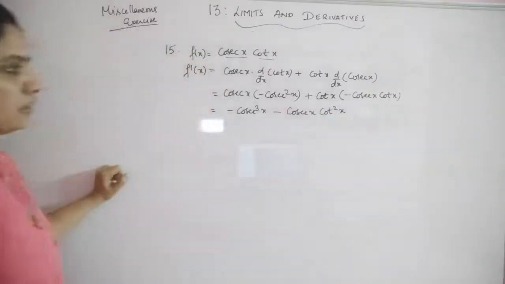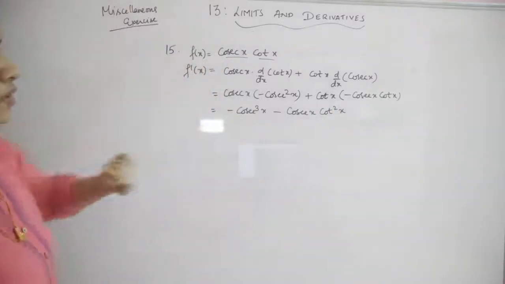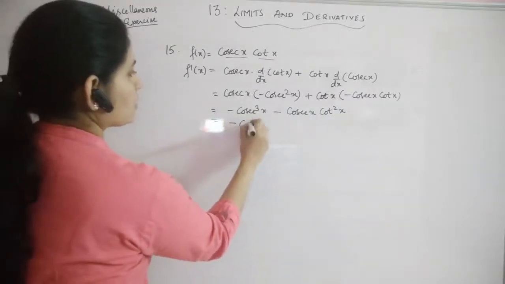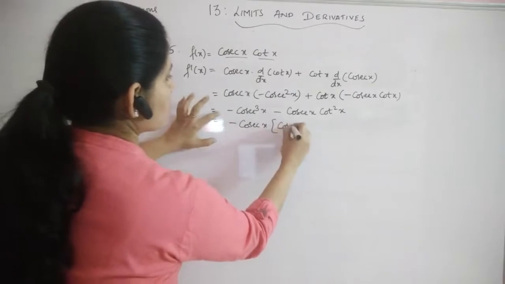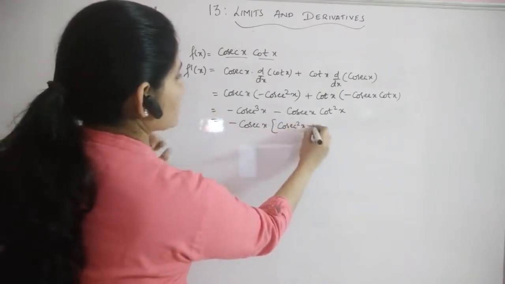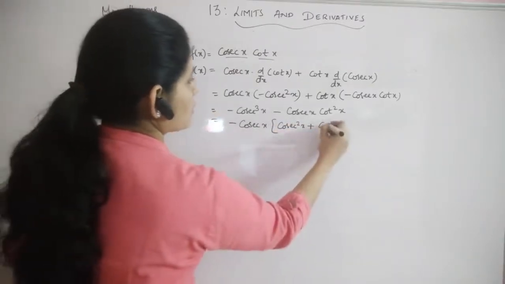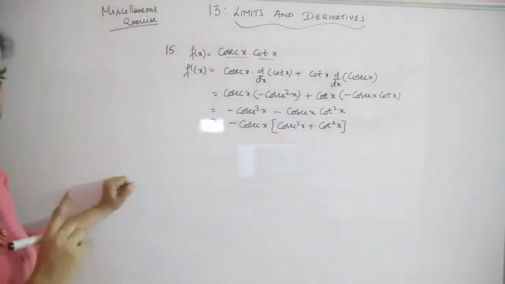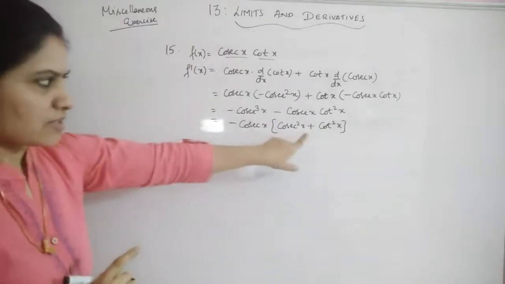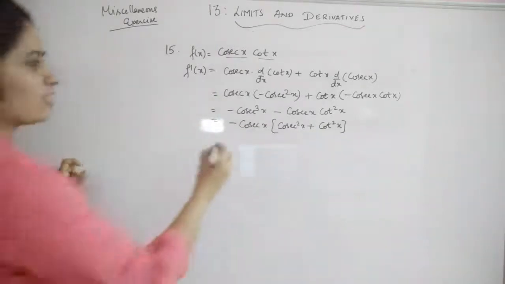Okay. Now from these two terms, if you want, you can take out negative cosec x, so that this becomes cosec square x. Here it will become plus cot square x. And remember, cosec square x minus cot square x is 1, plus cot square x is not 1. Okay, you can just stop here.